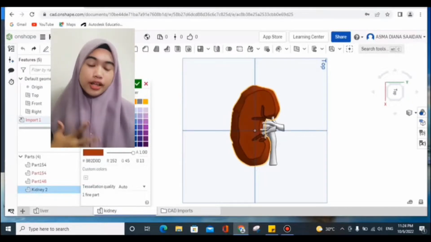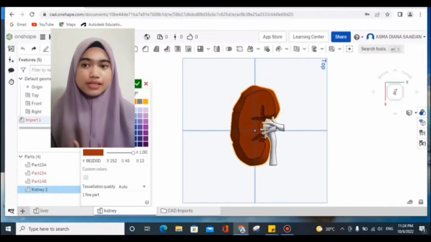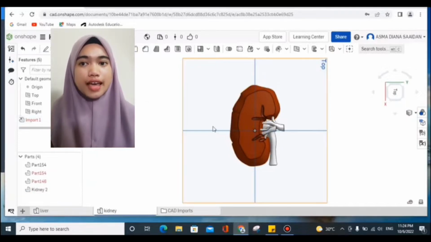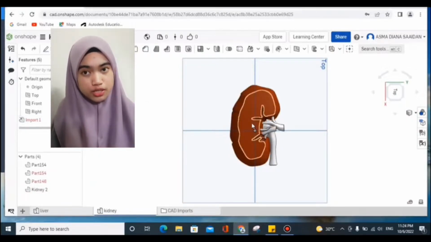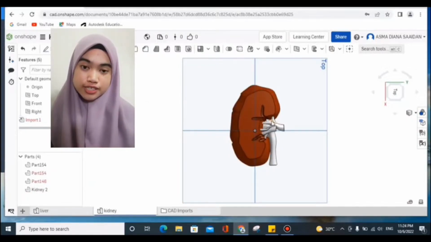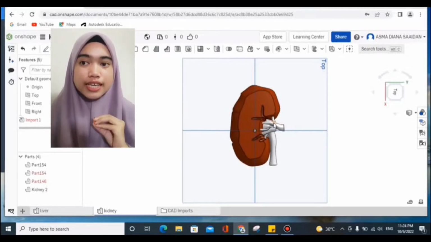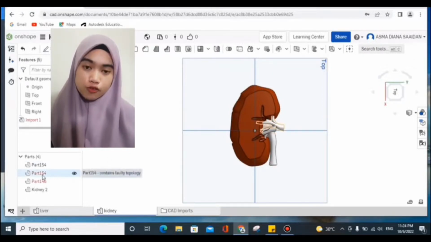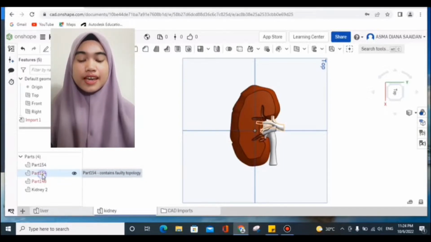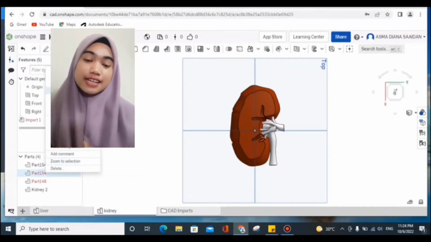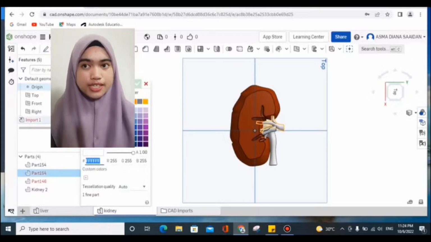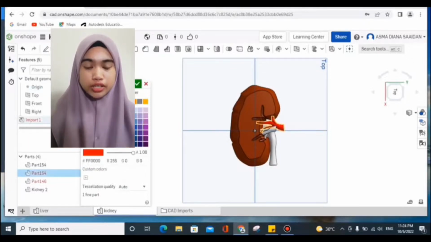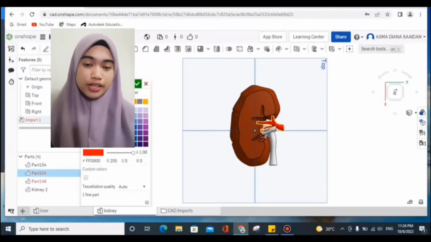Next is the renal pelvis. It is a basin-like area that collects urine from the nephrons, which is the kidney filtration system. It narrows into the upper end of the ureter. Next is the calyx, the extension of the renal pelvis. They channel urine from the pyramids to the renal pelvis.